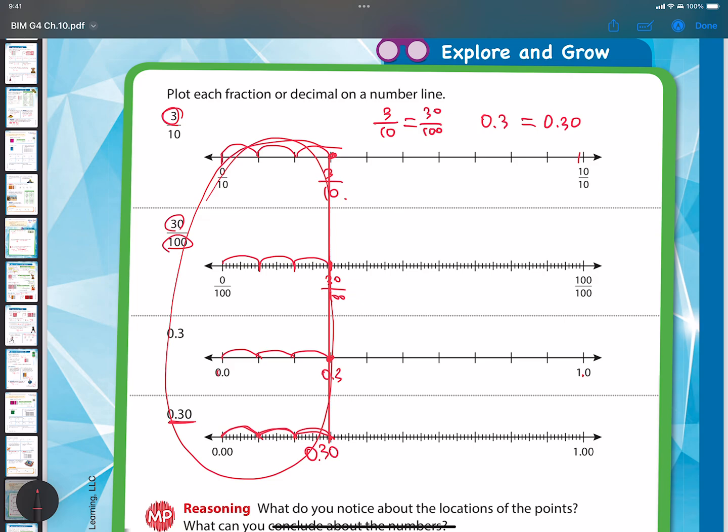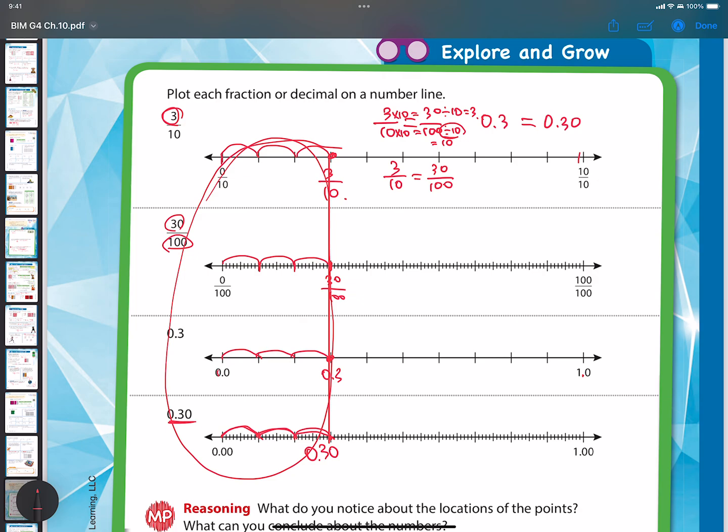I'm going to tell you why. Because when you multiply 10 times 10, anything you do to the denominator, do to the numerator, it is 30 and 100. Same as here. So here, 100 divided by 10 is what? 10. Anything you do to the denominator, you have to do to the numerator. 30 divided by 10 is what? 3. So they are the same. 3 over 10 is equal to 30 over 100. Make sense?